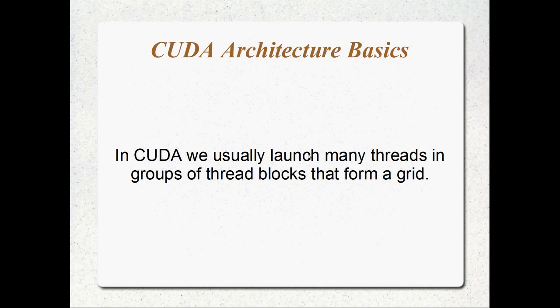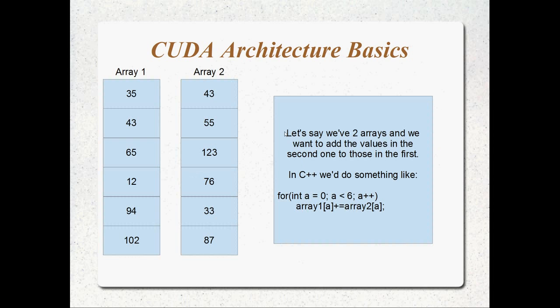So, in CUDA we usually launch many threads in groups of thread blocks that form a grid. Let's say we've got two arrays right here, array 1 and array 2, and we want to add the values in array 2 to their corresponding values in array 1. Perfectly normal thing to do, quite common, but this is how you might tackle it in C++.